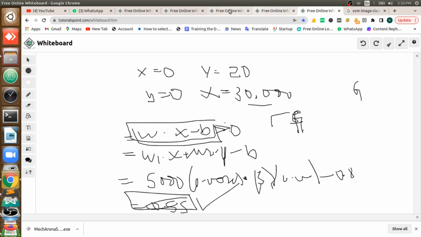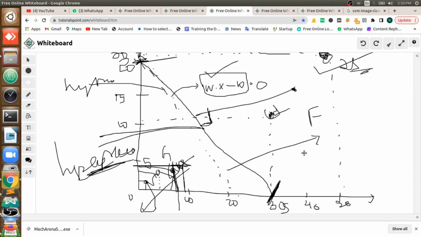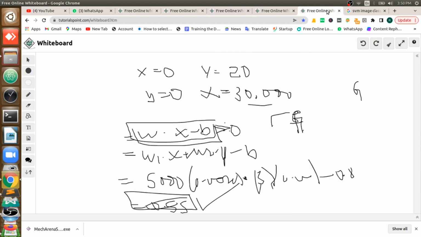So you can find out any point. You can take any random point here, say 40,000, or you can take 45,010, and you replace those values in w dot x minus b and you get the result, whether it's negative or positive. Based on that you can decide which class that belongs to.